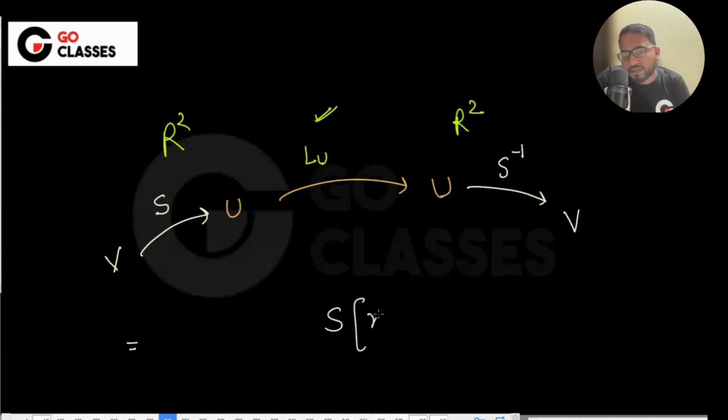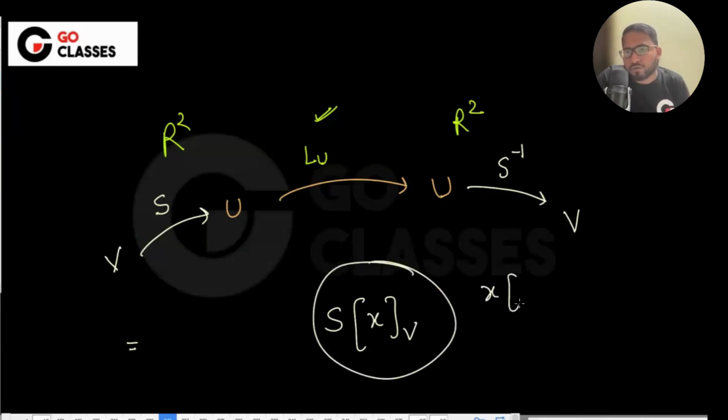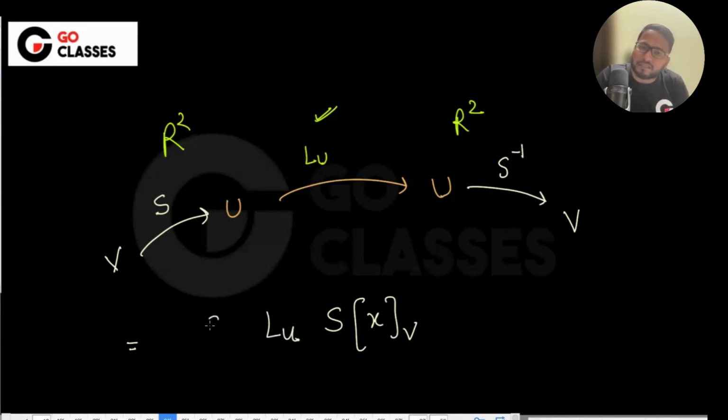Because this is basically X in V, right? If X is in V, then S will convert to U. So this is X in U. This whole thing is X in U. And then this LU will be taking the input like this, right? So LU, you will be multiplying this and then S inverse. So the final answer is this.